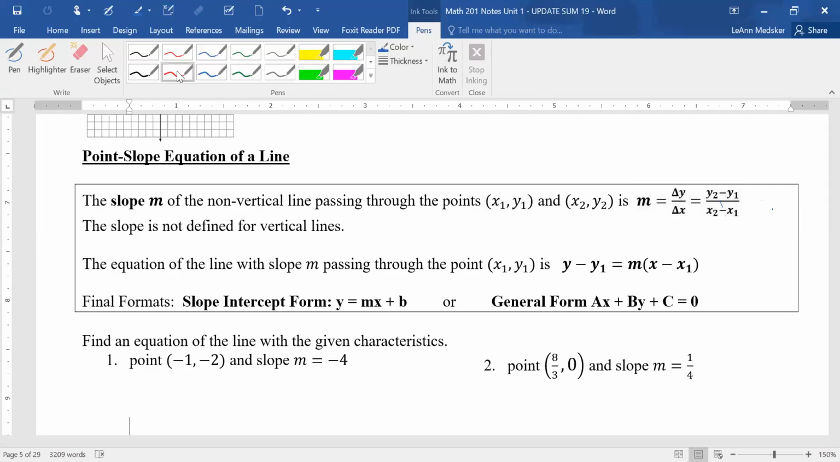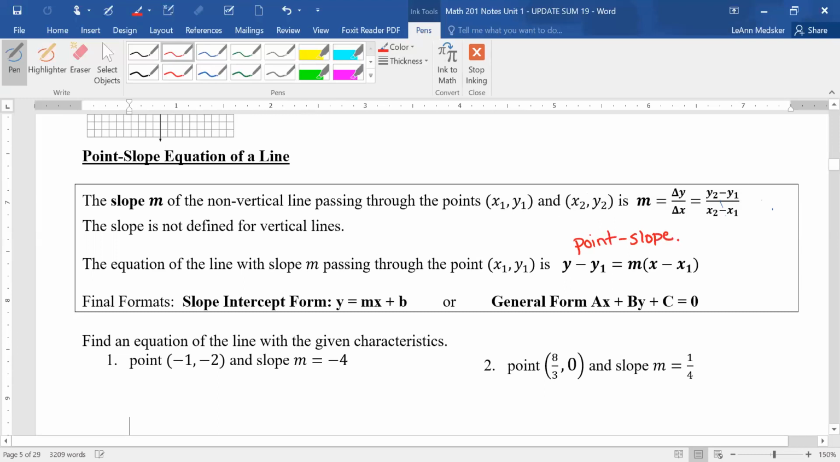This formula right here is called point slope. It is a format that sometimes we leave our equations in, and sometimes we use it to solve to the other two formats. It uses an ordered pair and a slope, so that's why it's called point slope. Slope-intercept form is y equals mx plus b. We've already seen that one.